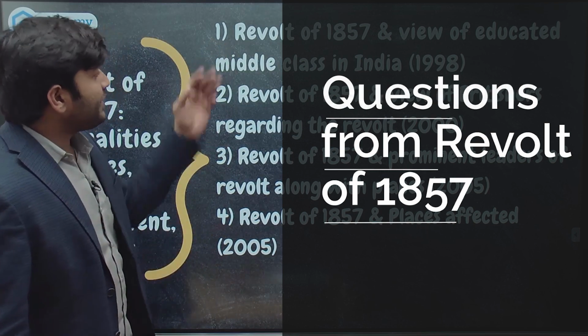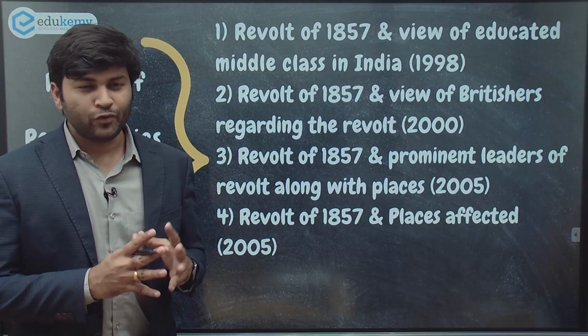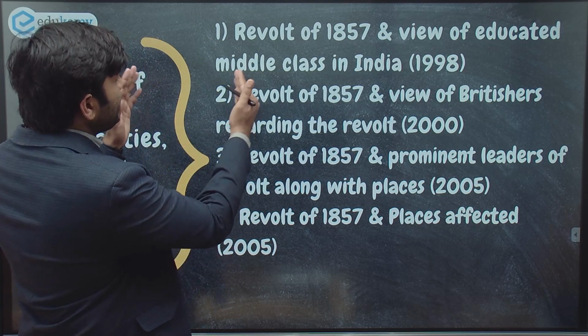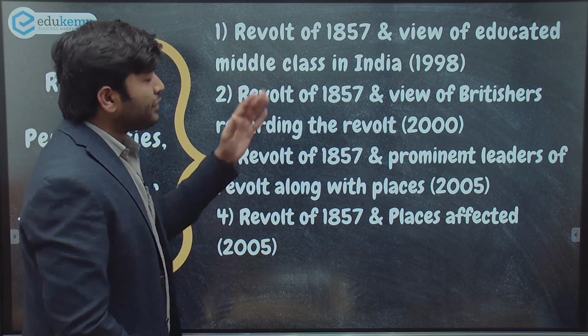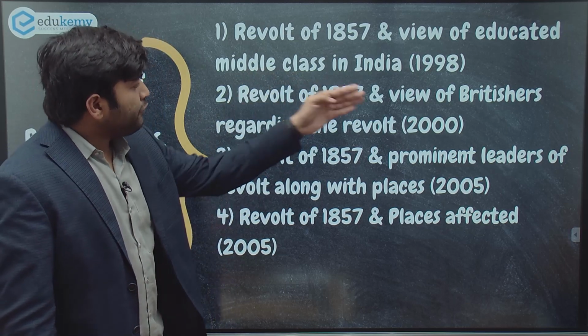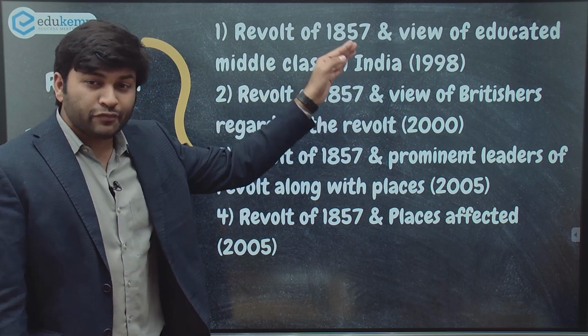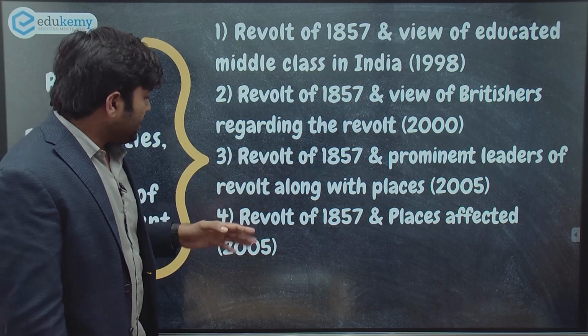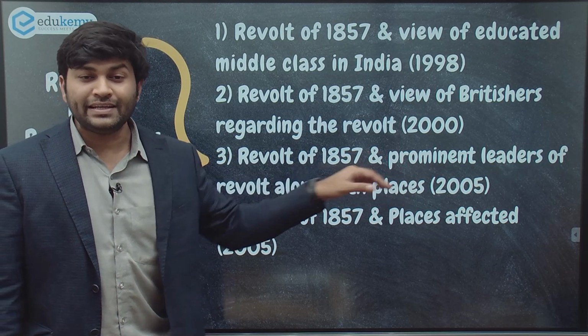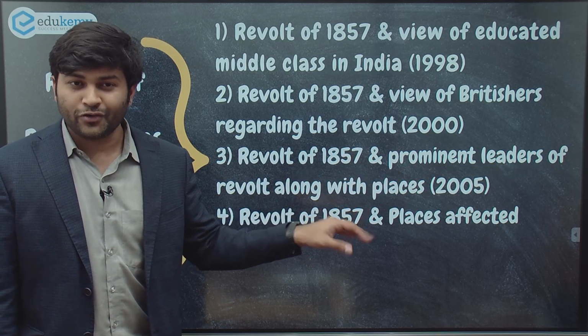Now, consider the revolts of 1857 and what questions did come in the examination. So, question on revolt of 1857 and views of educated personalities. Again, views of Britishers regarding the revolt. This was the question. Revolt of 1857 and the prominent leaders of revolt along with their places.